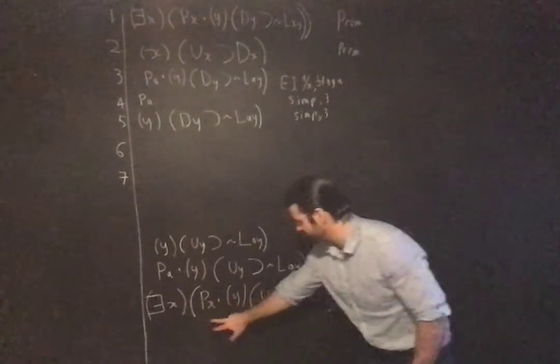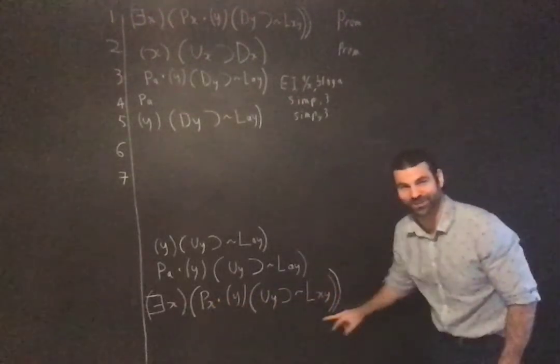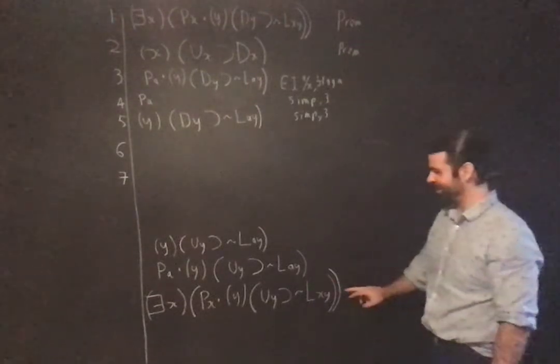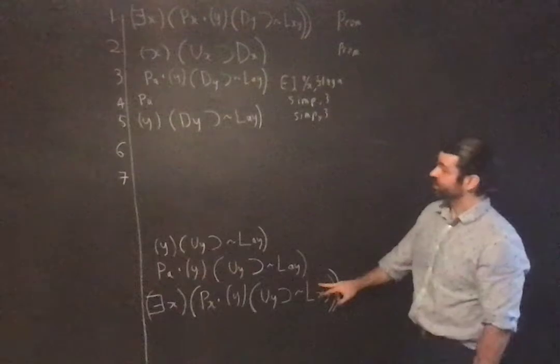The scope of this existential goes all the way to the end, at least it does now that I've added another bracket, as I should have before. That was missing in part 1. Okay.